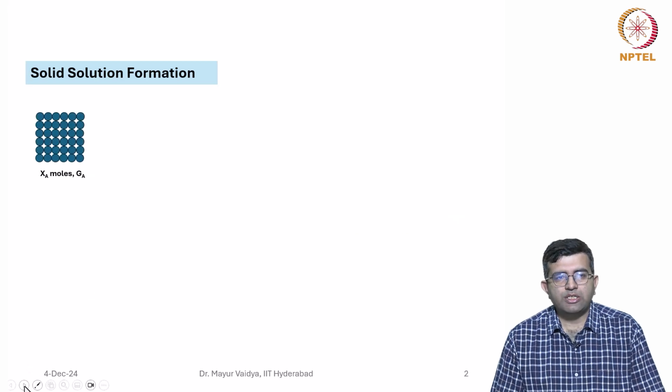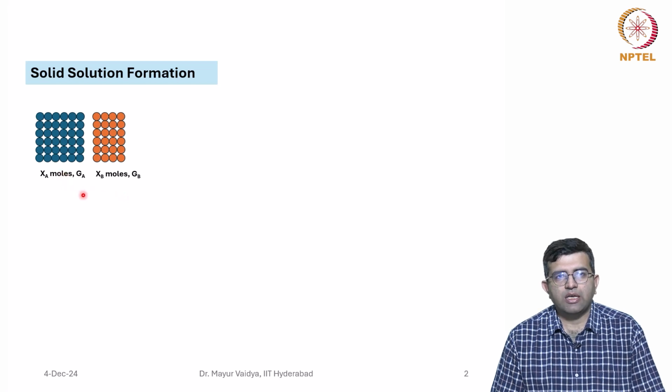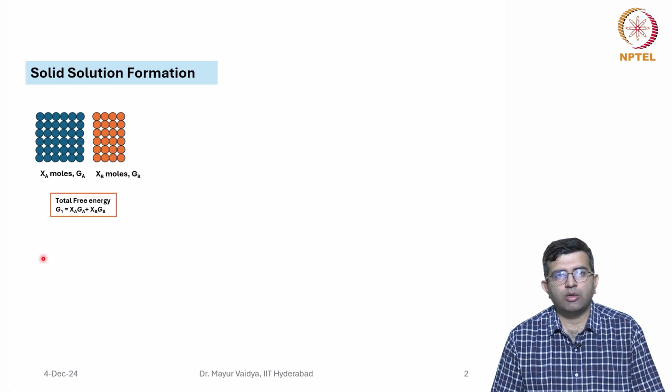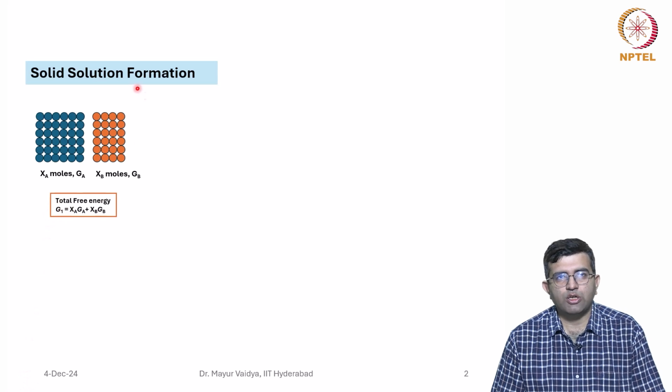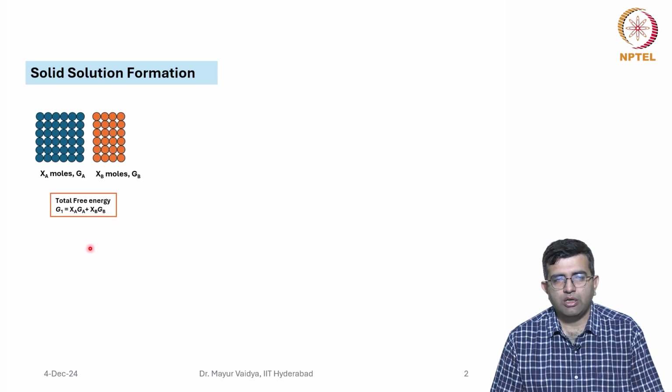So imagine that there are two elements A and B, and you combine XA moles of A and XB moles of B. Before mixing, they are like this, and if you calculate the overall free energy of this combined system, where there is no interaction between them, it can be simply written as XAGA plus XBGB, where GA and GB are their individual molar energies.